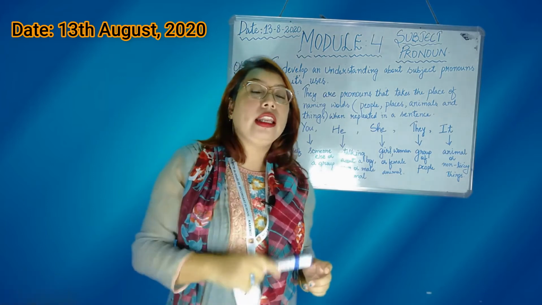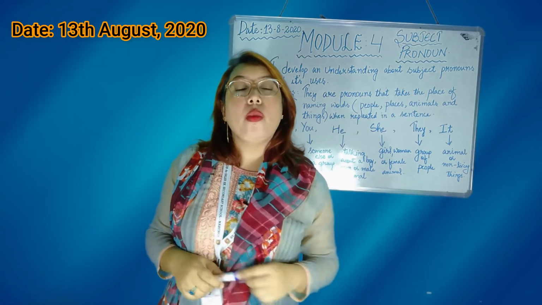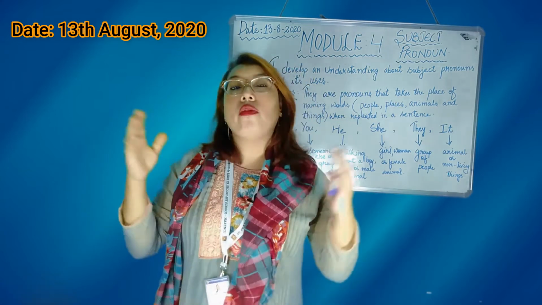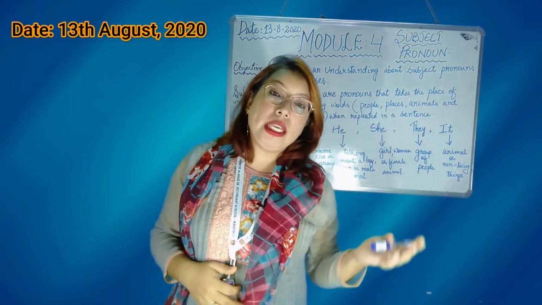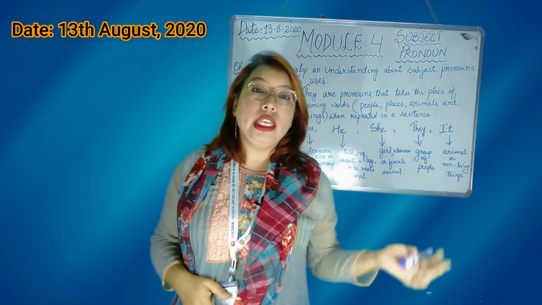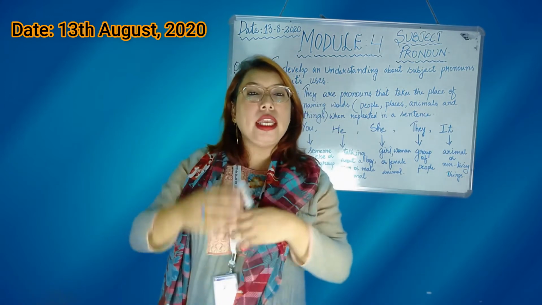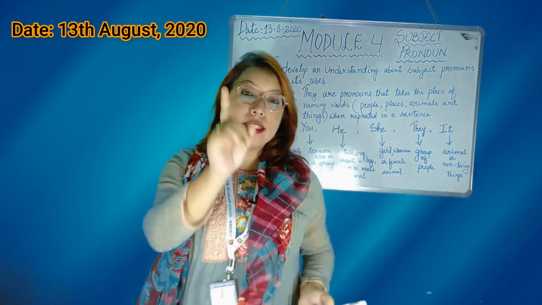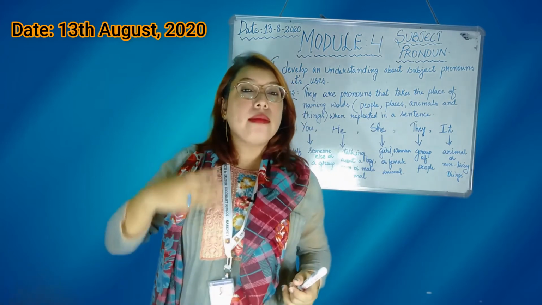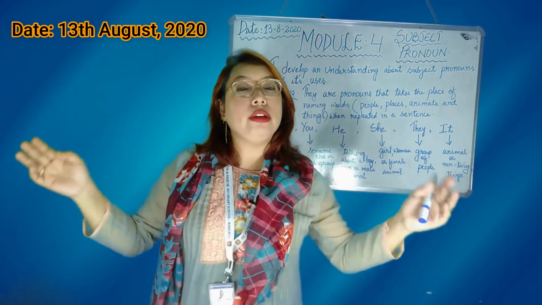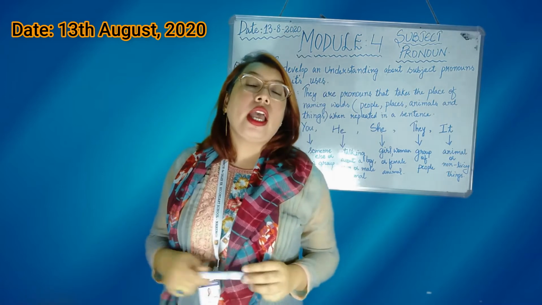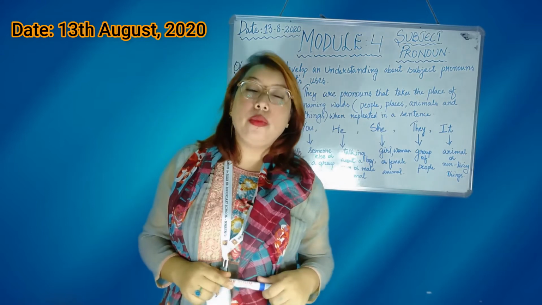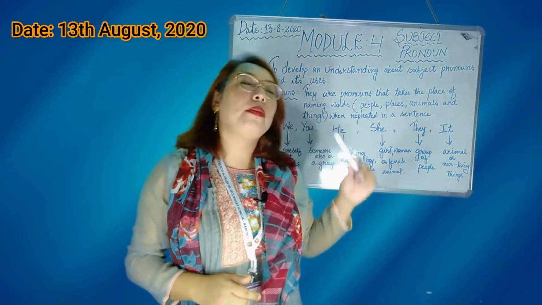And in English grammar also, what happens when a noun or naming word, that is the name of a person, place, animal or thing, is repeated again and again? We remove it. For one time it's okay, but the second time, third time, what do we do? We remove it and we use another word. That word is called a subject pronoun.